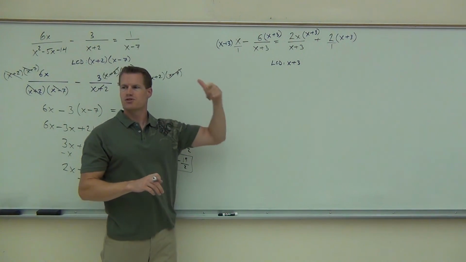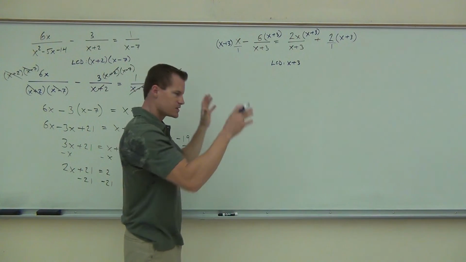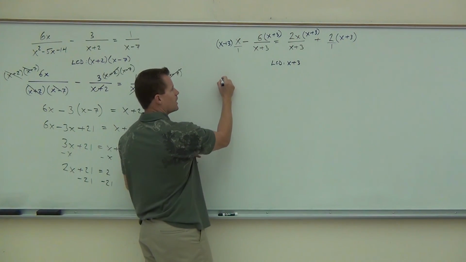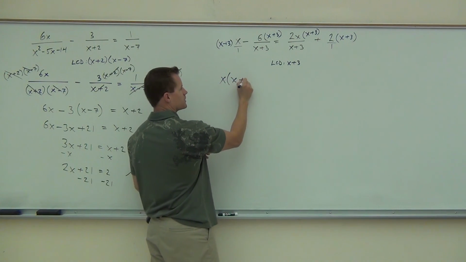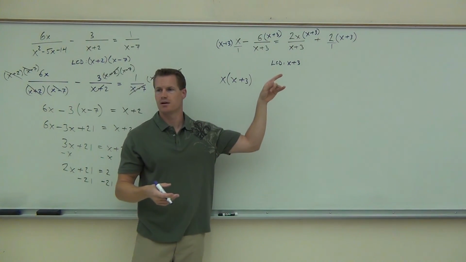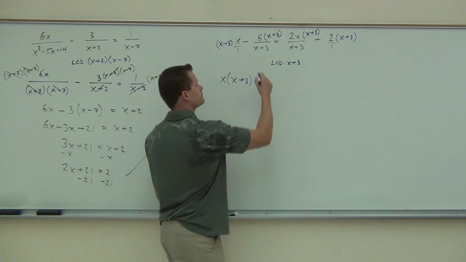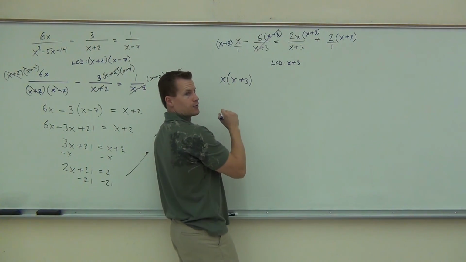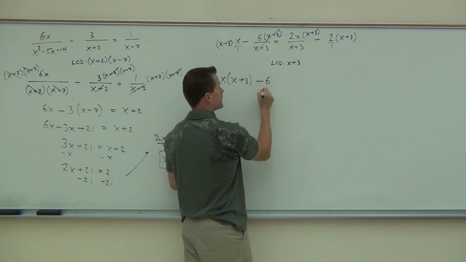No. But before I distribute that, I'm just going to write it a little bit different, just to make sure I stick with the same process here. I'm going to write it x times x plus 3. No problem, nothing simplifies there. How about the next fraction? Does anything simplify? And the other. So what am I going to have? Negative 6. Okay, that's the left side.